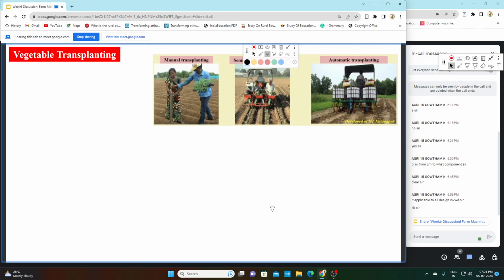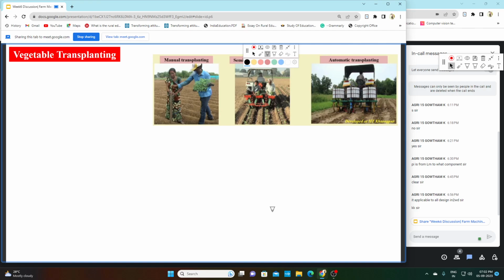For powering a farm machinery implement, there are three types of power. One is manual power or human power, second is animal power, and third is mechanical power, or nowadays it is also electrical power. So these are the three types of power. Now in case of transplanting, we are using two types of power: manual power and mechanical power. We are not using animal power.